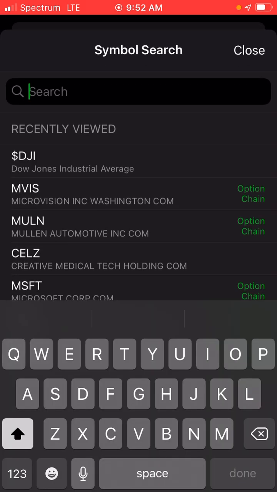So that little dip that we're seeing this morning is not really a result of MicroVision. It's shorts taking advantage of a terrible market day. They're going to get burned.